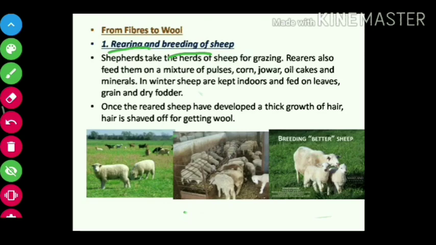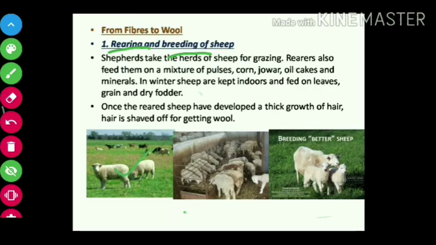So you have to tell me what is the name of offspring of sheep. Like that, you are also the offsprings of your parents. So offspring means child. Next, shepherds take the herds of sheep for grazing. Shepherds means those who take the sheep for grazing. Grazing means eating grass. So here sheep are grazing grass.